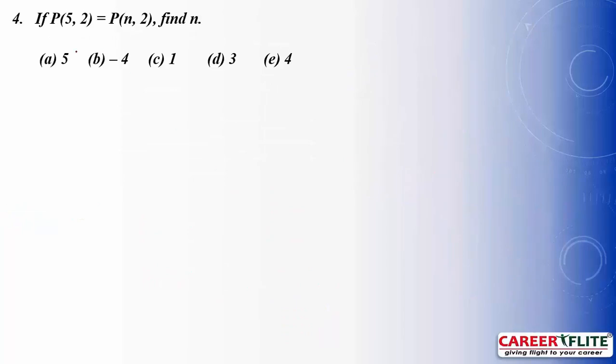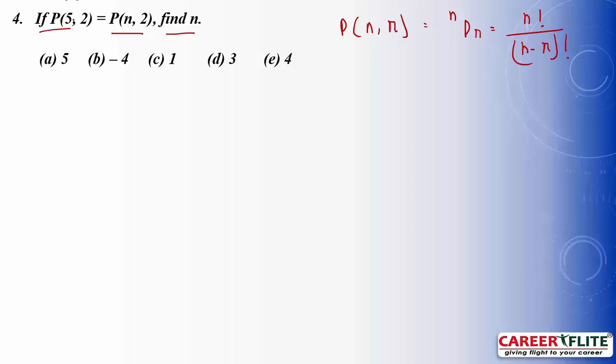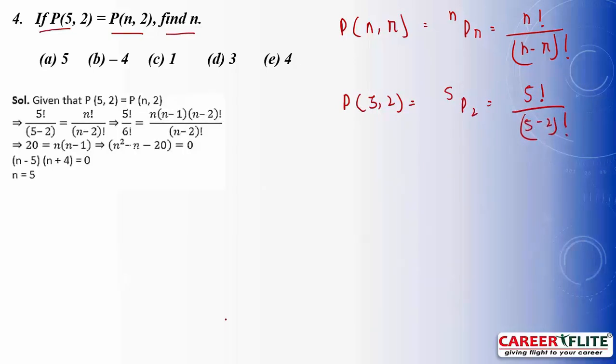In this question we have: if P(5,2) equals P(n,2), find n. What is given? nPr. P(n,r) you can also write as nPr, that is n factorial by (n minus r) factorial. So for P(5,2), it will be 5P2, that is 5 factorial by (5 minus 2) factorial. Here it is given P(5,2) equal to P(n,2).